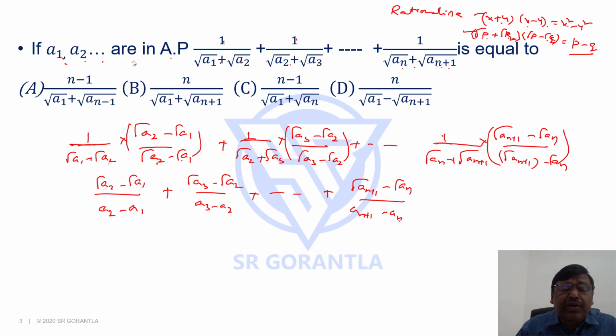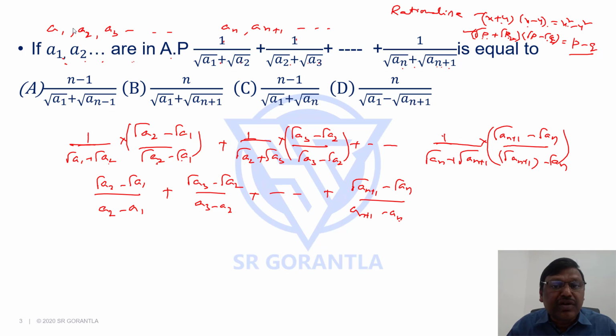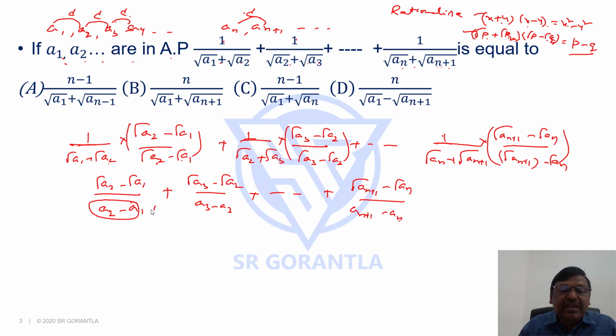But please remember A1, A2 and so on are in AP. A1, A2, A3 and so on, AN plus 1, these are all in AP. AP means the difference between any two consecutive terms is same. Suppose A2 minus A1 is D, then A3 minus A2 will be D, A4 minus A3 also will be D, AN plus 1 minus AN is also D. So if this difference is D, then this difference also has to be D. So now the denominator is going to be same, which means you can simplify the numerators.